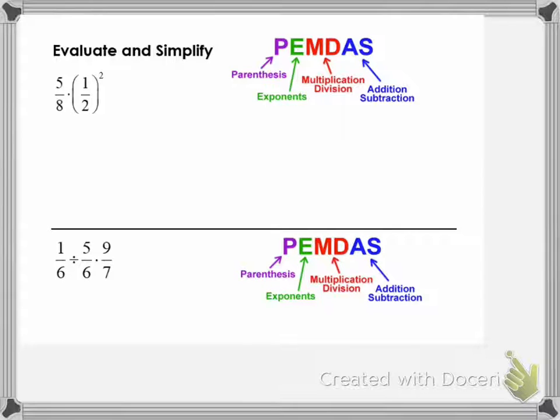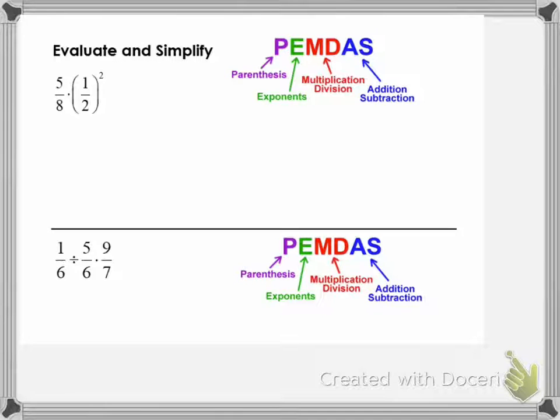In this video, we are going to look at two problems where we need to evaluate using the order of operations, and we're also going to be practicing our fraction operations in these problems. So the first one is 5/8 times (1/2) squared.